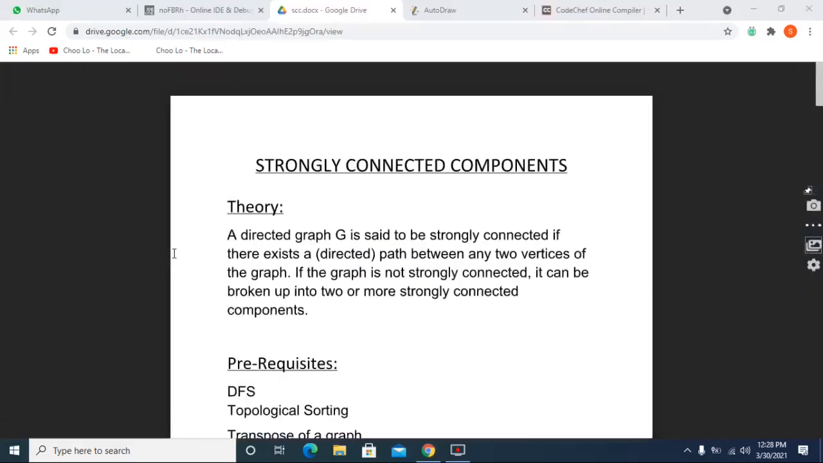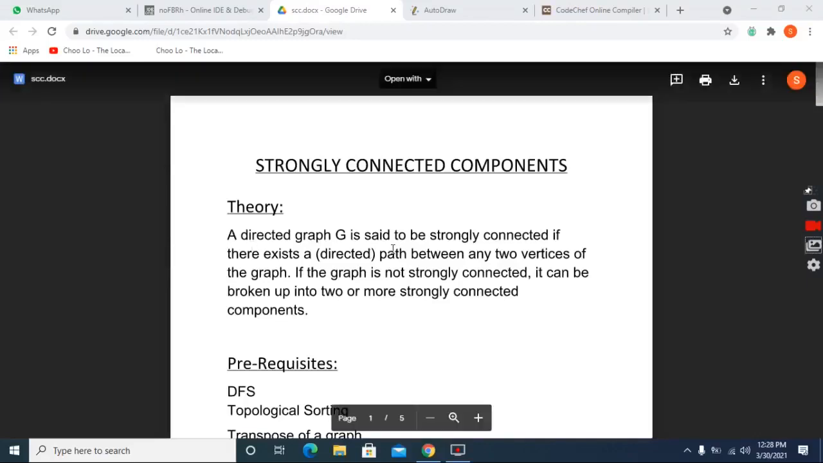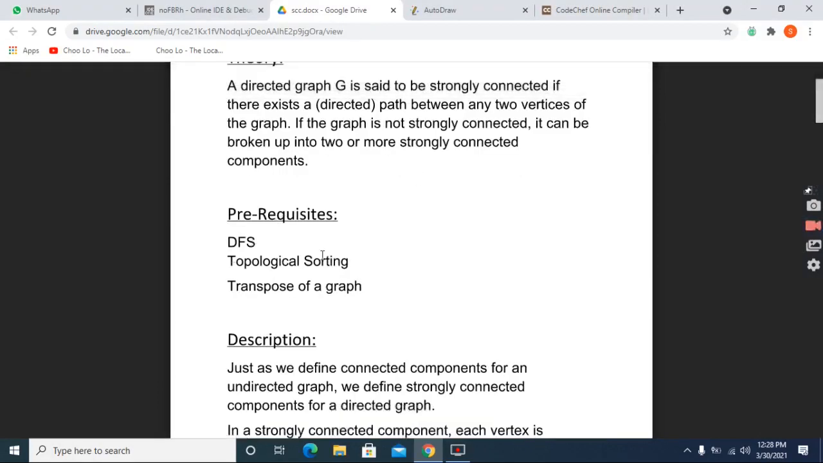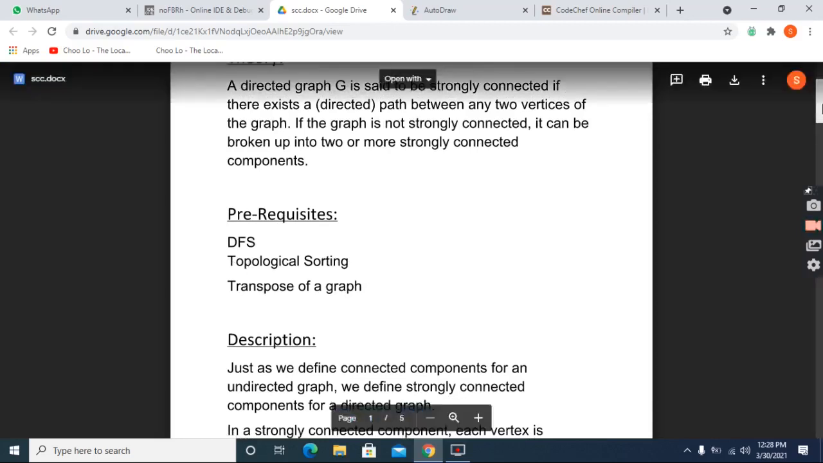So now let's talk about strongly connected components of a graph. A directed graph G is said to be strongly connected if there exists a directed path between any two vertices of the graph. If the graph is not strongly connected, it can be broken up into two or more strongly connected components. The prerequisites required for strongly connected components are DFS, topological sorting, and the transpose of a graph.